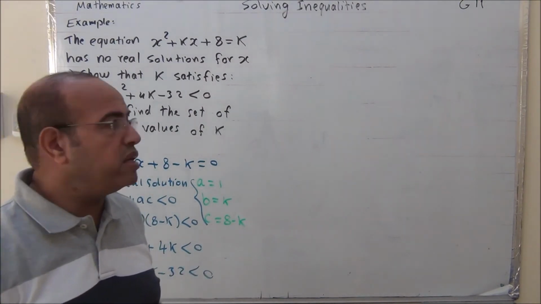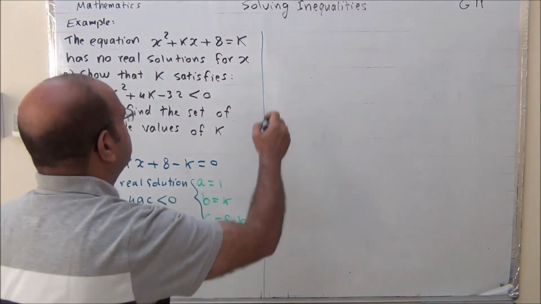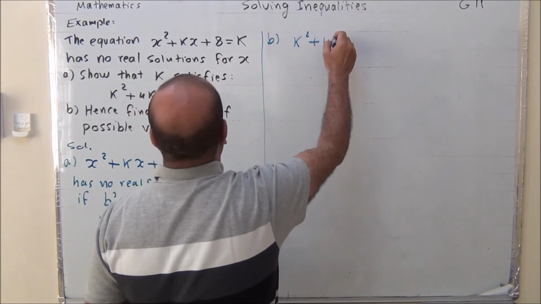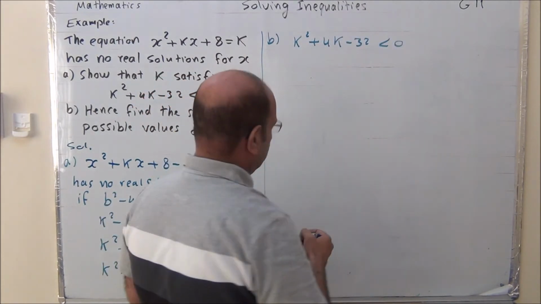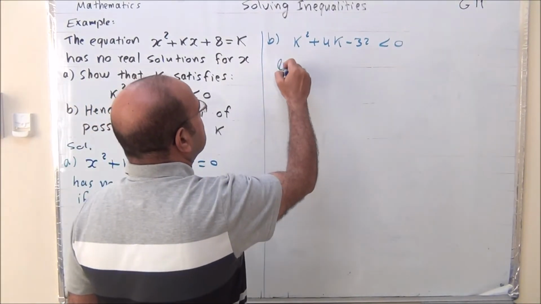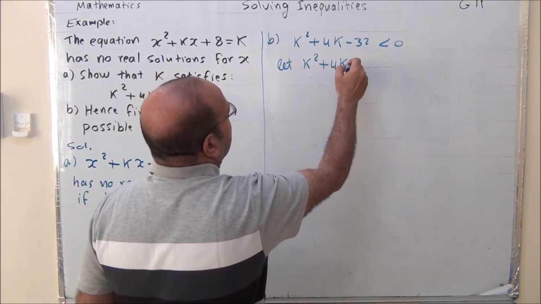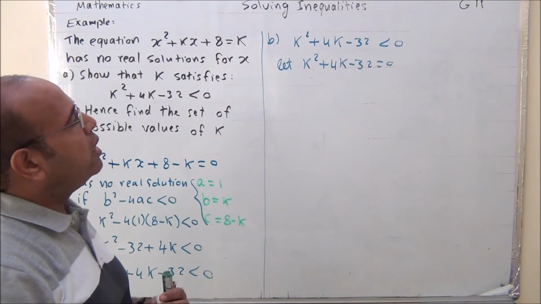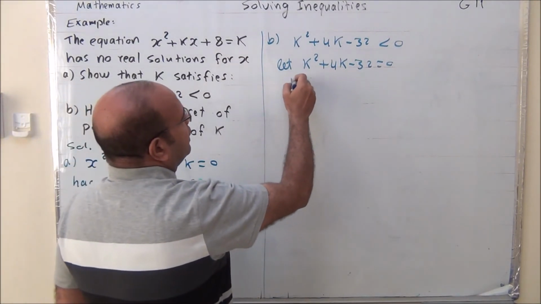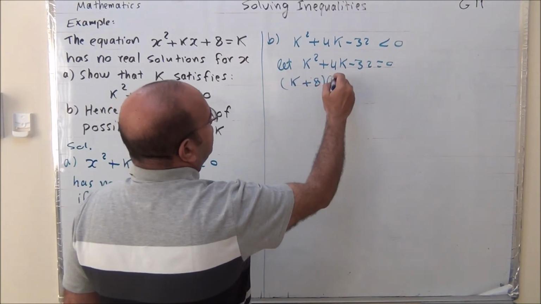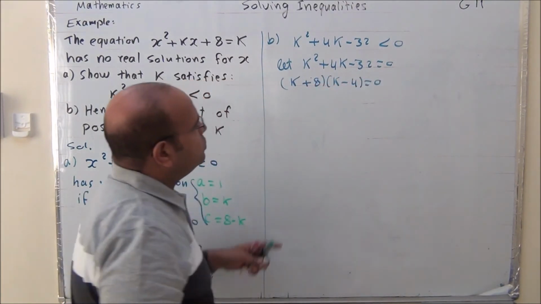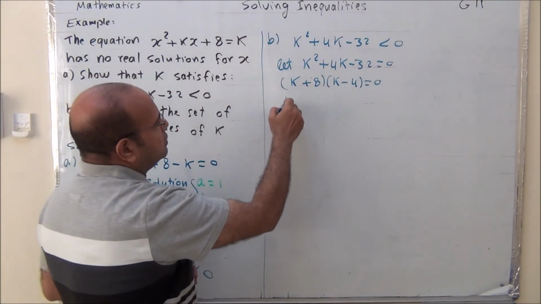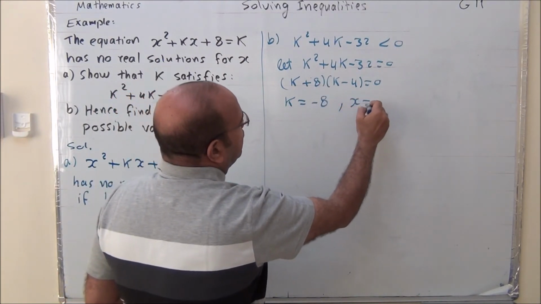Now we need to solve this inequality. This is the second part of the question. We need to solve k squared plus 4k minus 32 less than 0. How to solve this inequality? Let k squared plus 4k minus 32 equal 0. We factorize this. Two numbers whose product is 32: okay, 4 times 8. So (k plus 8)(k minus 4) equals 0. Two numbers, 4 times 8 is 32, the difference is 4 and the product is 32. So k equals negative 8 or k equals 4.